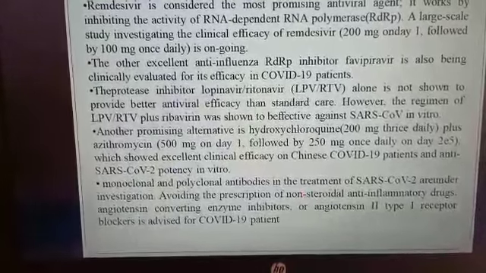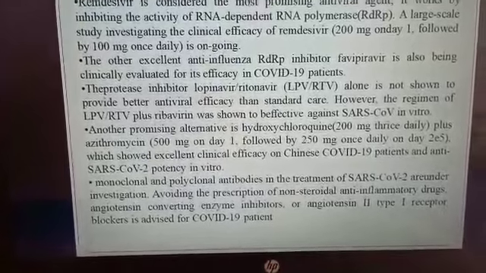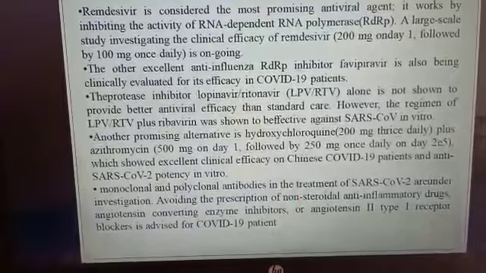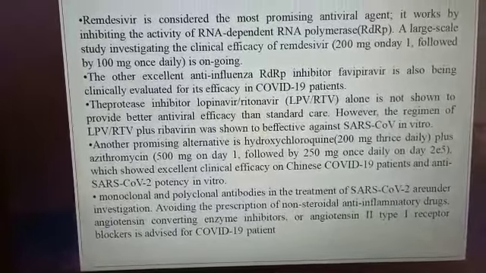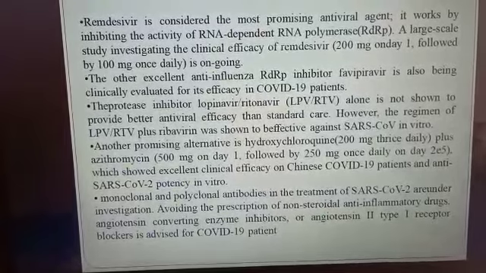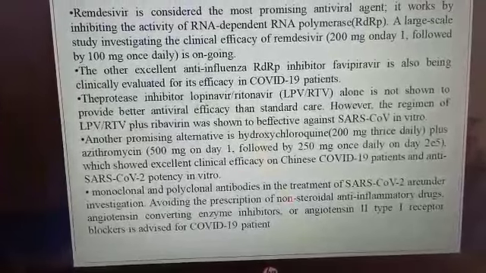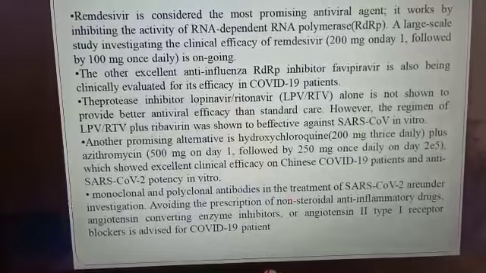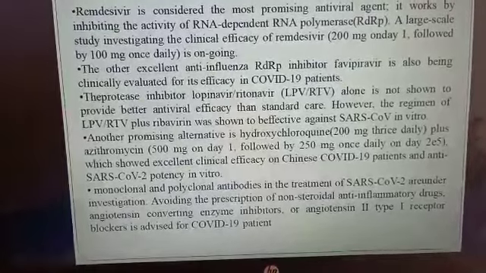Another promising alternative is hydroxychloroquine 200 mg thrice daily plus azithromycin 500 mg on one day followed by 250 mg twice daily on days 2 to 5, which showed excellent clinical efficacy in Chinese COVID-19 patients and SARS-CoV potency in vitro. Monoclonal and polyclonal antibodies in the treatment of SARS-CoV are under investigation.